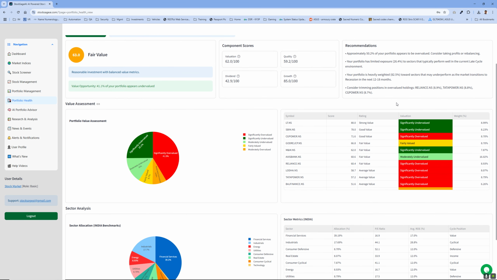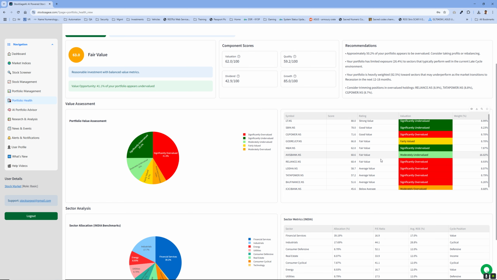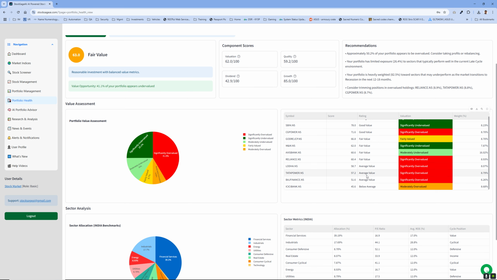So from a value assessment perspective, if you see this graph and the table, it will give you a view of which stocks are where in terms of value, whether they are undervalued, overvalued, fairly valued, or moderately valued. So that data is available with you for your analysis. You can look into this. For example, we have 41.5% of significantly overvalued stocks, which we can deep dive into and maybe trim certain positions or rebalance them against the existing stocks or new stocks.